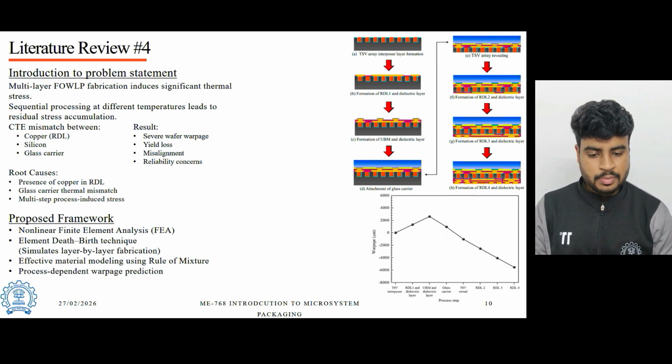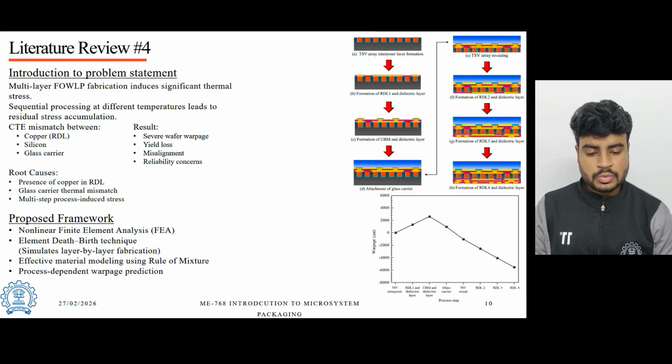So my problem statement here is that during fabrication, multiple material layers such as copper, silicon, dielectric and glass are processed at different temperatures. As we can see in the figure, different layers are getting added. Since each material expands and contracts differently, a mismatch in CTE is found. As a result, internal stresses build up step by step, causing the wafer to bend or warp.